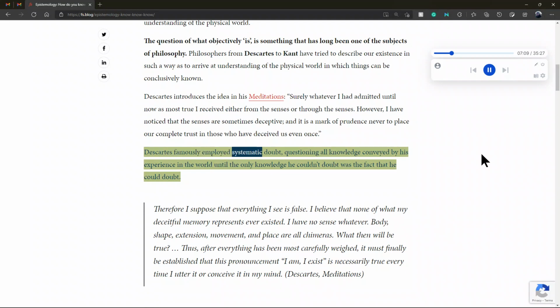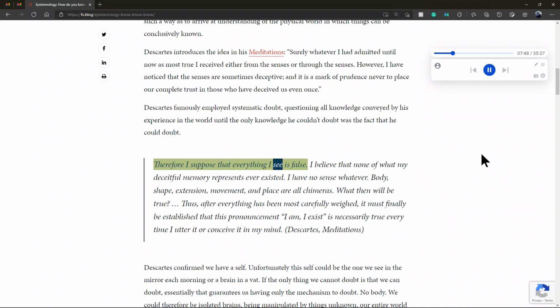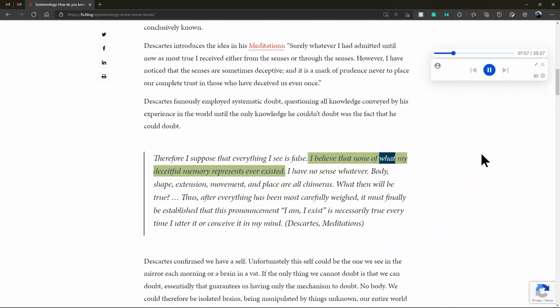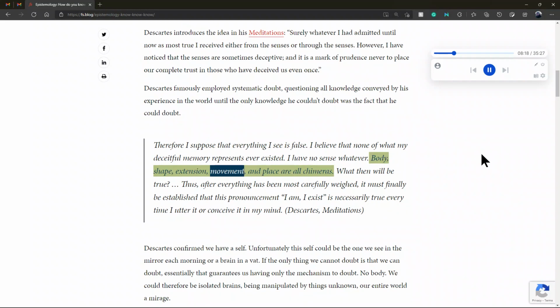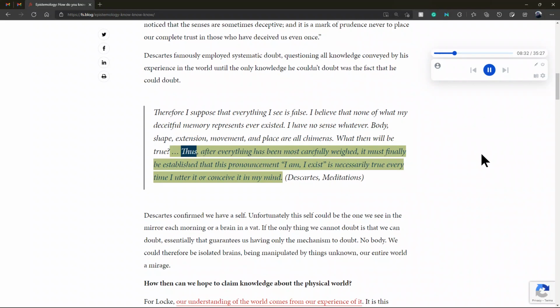Descartes famously employed systematic doubt, questioning all knowledge conveyed by his experience in the world until the only knowledge he couldn't doubt was the fact that he could doubt. Therefore I suppose that everything I see is false. I believe that none of what my deceitful memory represents ever existed. I have no sense whatever. Body, shape, extension, movement, and place are all chimeras. What then will be true? Thus, after everything has been most carefully weighed, it must finally be established that this pronouncement I exist is necessarily true every time I utter it or conceive it in my mind.